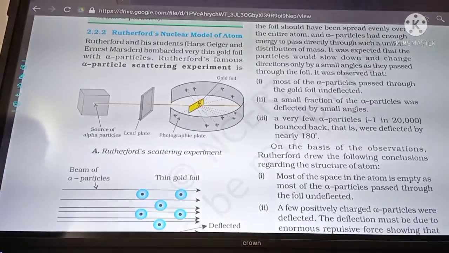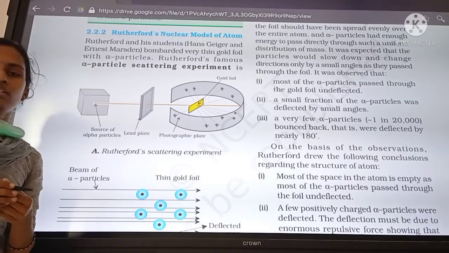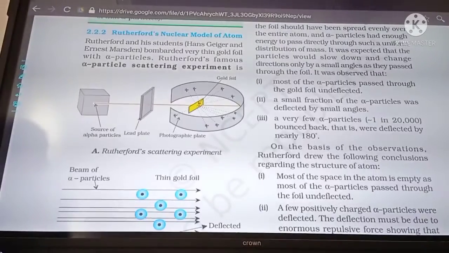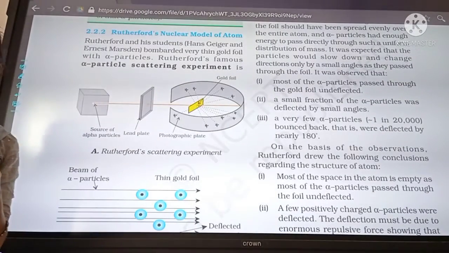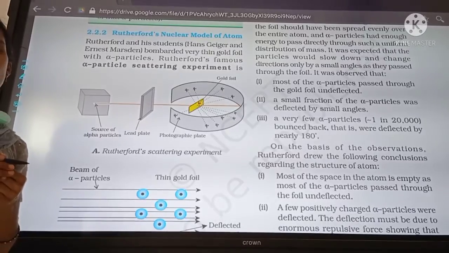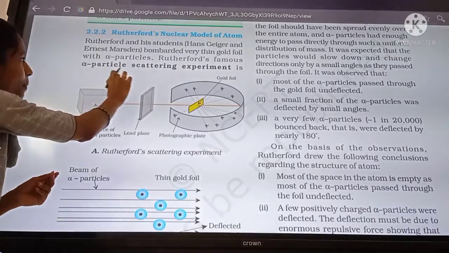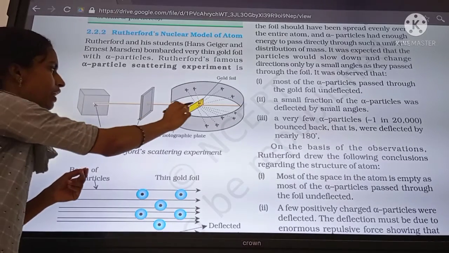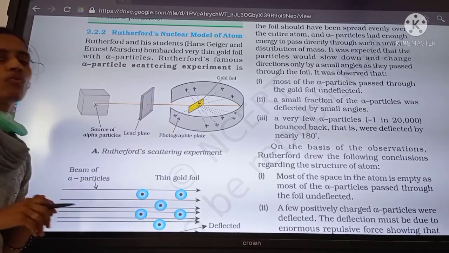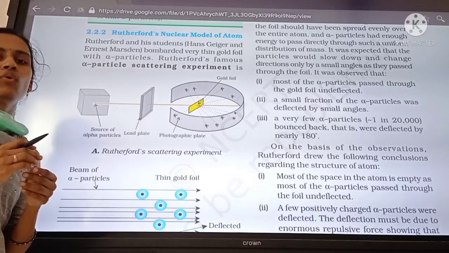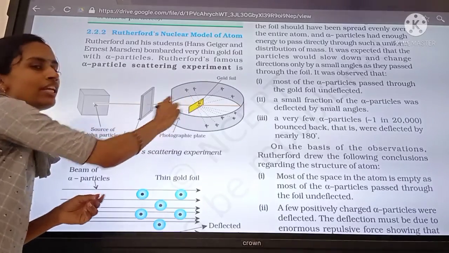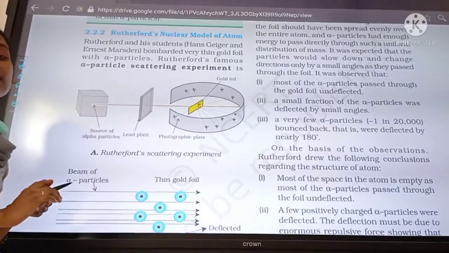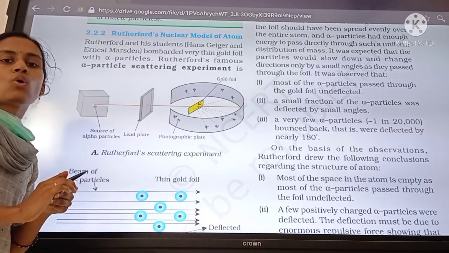The next atomic model is the Rutherford nuclear model. Rutherford and his students conducted an experiment called the alpha scattering experiment. It is a very famous alpha particle scattering experiment, and it is very important. They took a thin gold foil. Foil means a thin sheet of gold, a very thin sheet, a single layer made up of gold atoms.